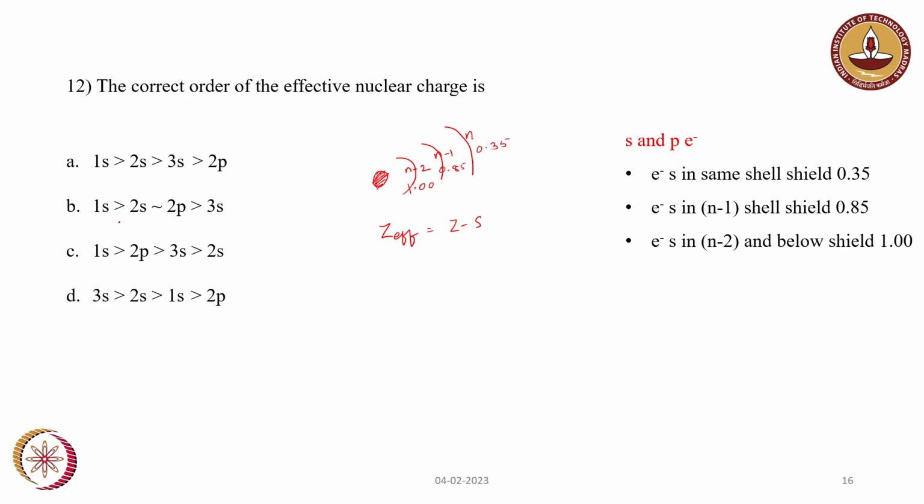So for 1s, it will be high, and 2s and 2p will be nearly equal, because in the Slater rule we are stating it for both s and p. So 2s and 2p have similar energies, and 3s will have the lowest effective nuclear charge. So option B is the answer.